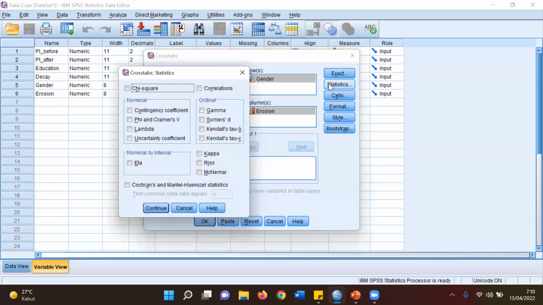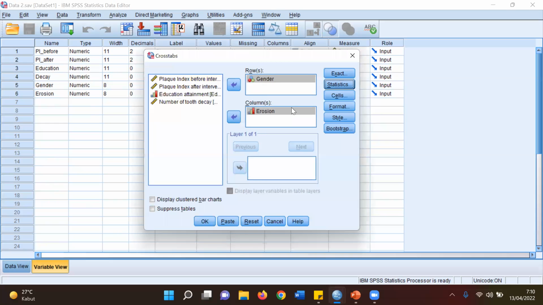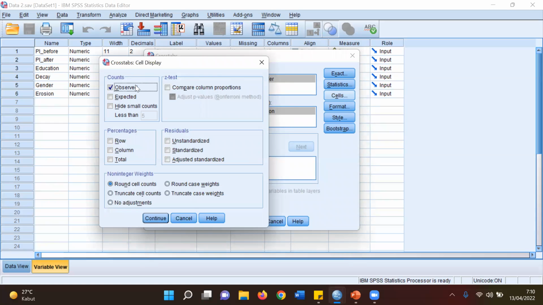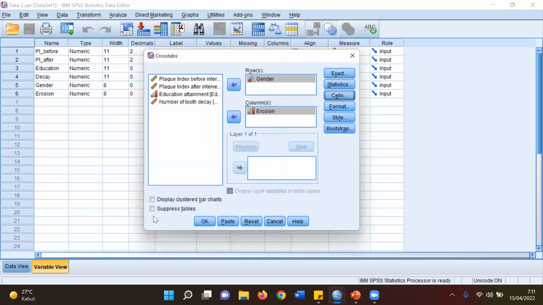Don't forget to click statistic and make sure you click the chi-square test because we're going to do the chi-square test. And then click continue. And then click another box, which is cells. Make sure that you click the expected counts and also the percentage of row. So click expected and click row, and then click continue. That's it. So we're going to test the hypothesis whether there are difference in dental erosions between gender.